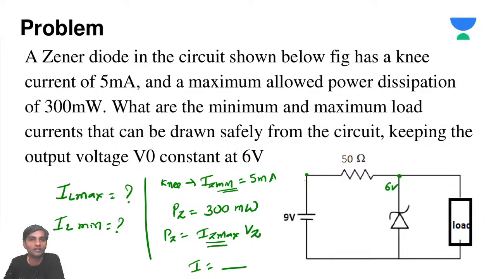I'll do that now. This is also all our previous GATE problems only. Don't think that I'm teaching something different. So IZ minimum we know, it is going to be 5 milliamps.